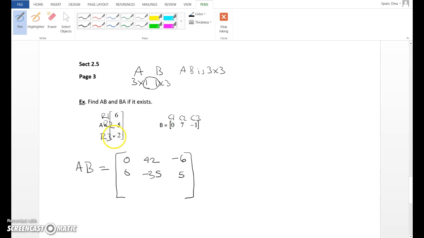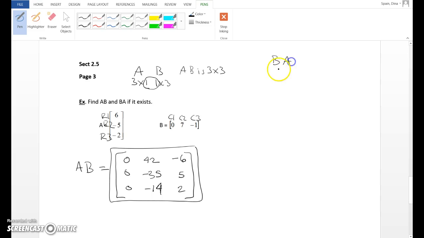And in this last row, row 3, column 1, 0. Row 3, column 2, negative 14. And negative 2 times negative 1 is a positive 2. Alright, that AB was pretty easy. That was a big 3 by 3. That's what we expected. So now watch when we flip this around.